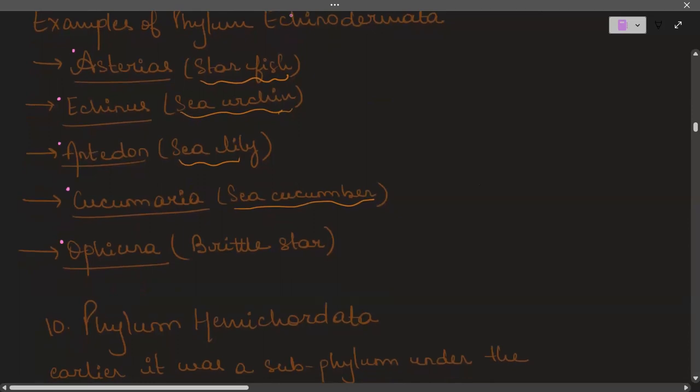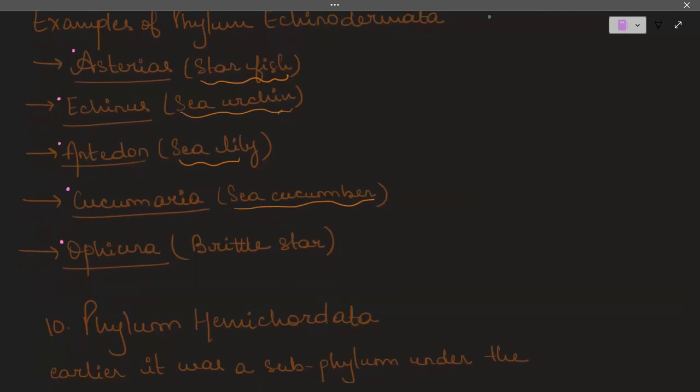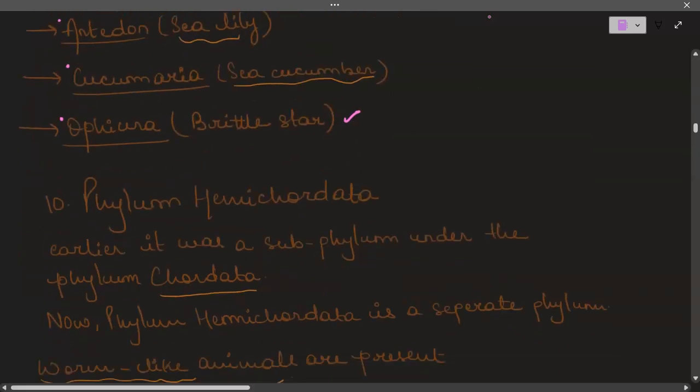And in your book, there may be a diagram of starfish and brittle star. So try to visually distinguish between them. Both of them are very different from each other. Even though they are members of phylum Echinodermata, you should know how to distinguish them, right? Asterias is very different, and Ophiura, that is a brittle star, is a little thinner as compared to the starfish. So pay attention to that also.